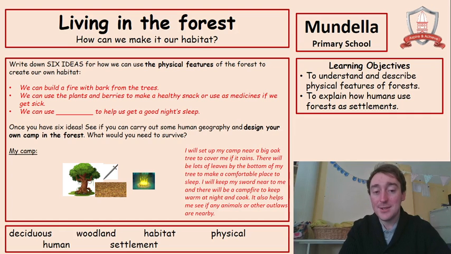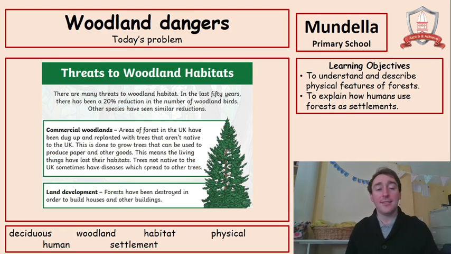3, 2, 1. Okay, the threats to forests and woodland are a lot different now to what they were like back when Robin Hood was around. Today, a lot of the trees have gone. And because of that, there's been a 20% fall in the amount of woodland birds, and other species have seen the same reductions as well, and there's a small amount of them now. And why is that, you say?